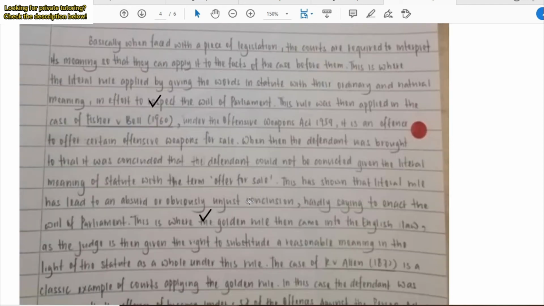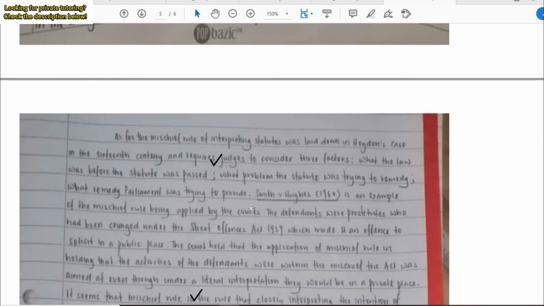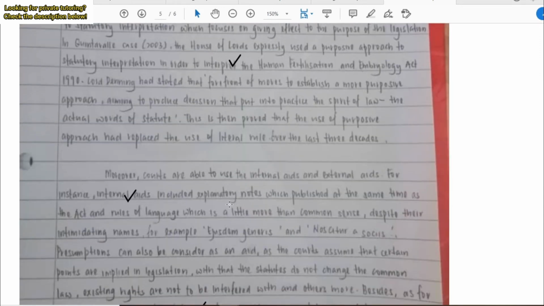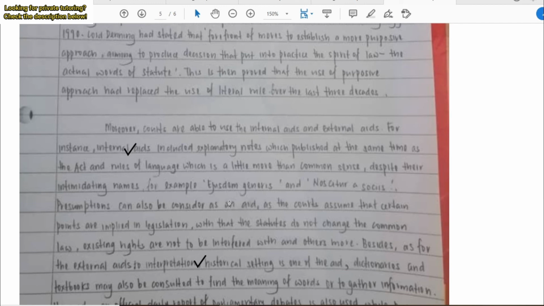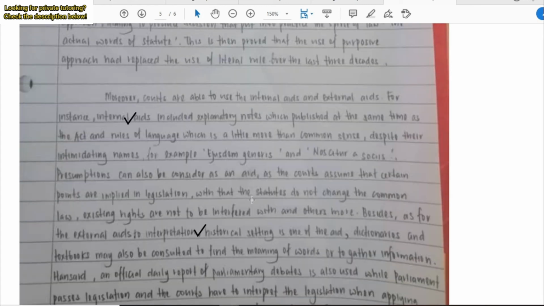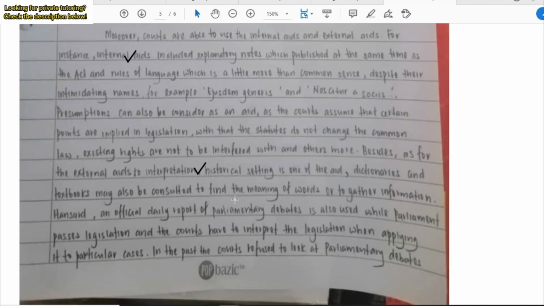Here, same thing, talking too much about internal and external aids for certain. Here, the rules of language are not so accurate, even though they put a tick there.